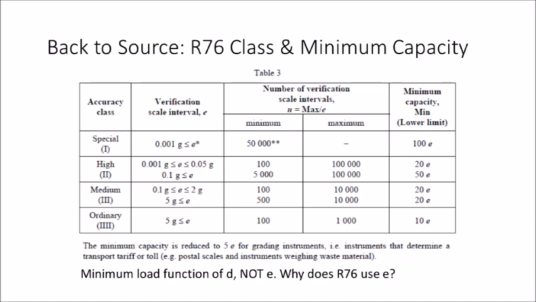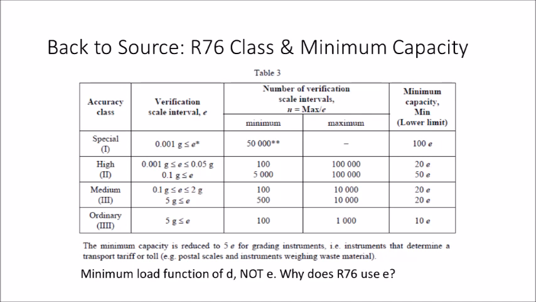So now I bring it back to the source, the R76. And now it should become clear why I talked about table 3. Because in R76, minimum load is part of the classification parameters of an instrument. But it's important to see that if I cover up column 5, you should immediately see table 3 from Handbook 44. And if I cover up columns 3 and 4, you should immediately recognize table 8.